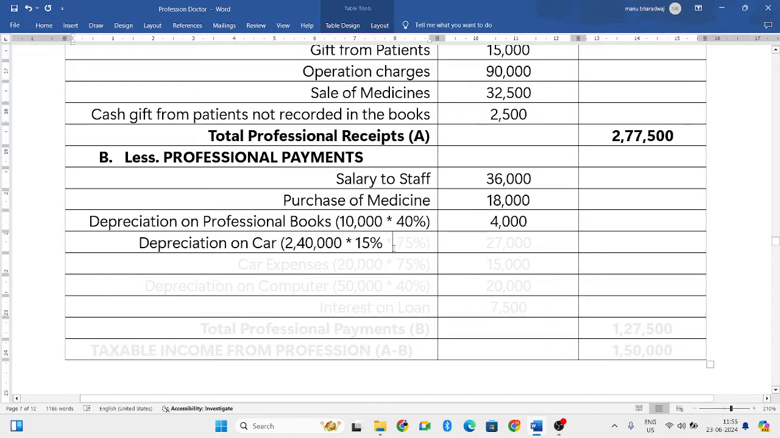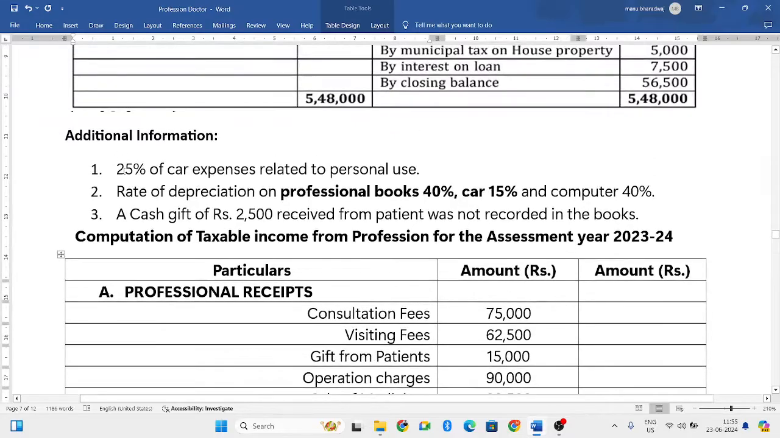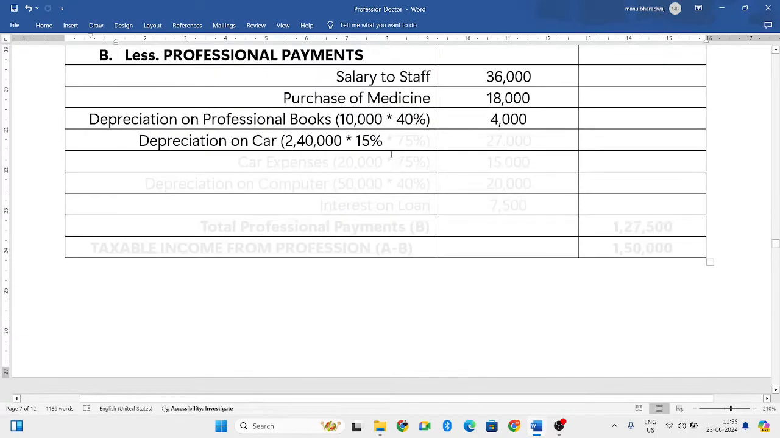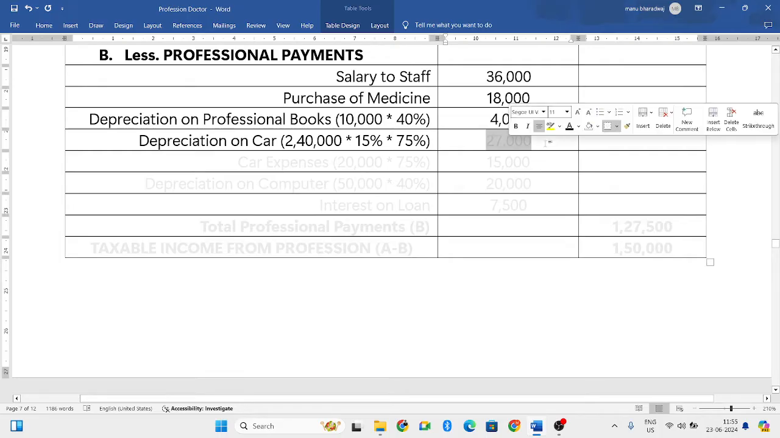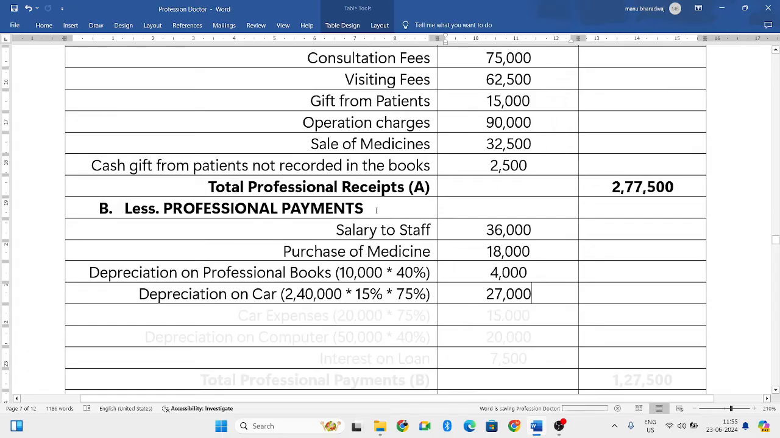But 100% depreciation we cannot charge, because 25% of the car is used for personal use. So only the remaining 75% we will give, because 75% is used for profession. Complete 100% depreciation cannot be given, because the complete car is not used for profession. 25% of the car is used for personal use. So we ignore that 25%. The remaining 75%, whatever he has used for profession, that we will consider. So into 75% we have to do. So 2,40,000 into 15% into 75% will be 27,000.